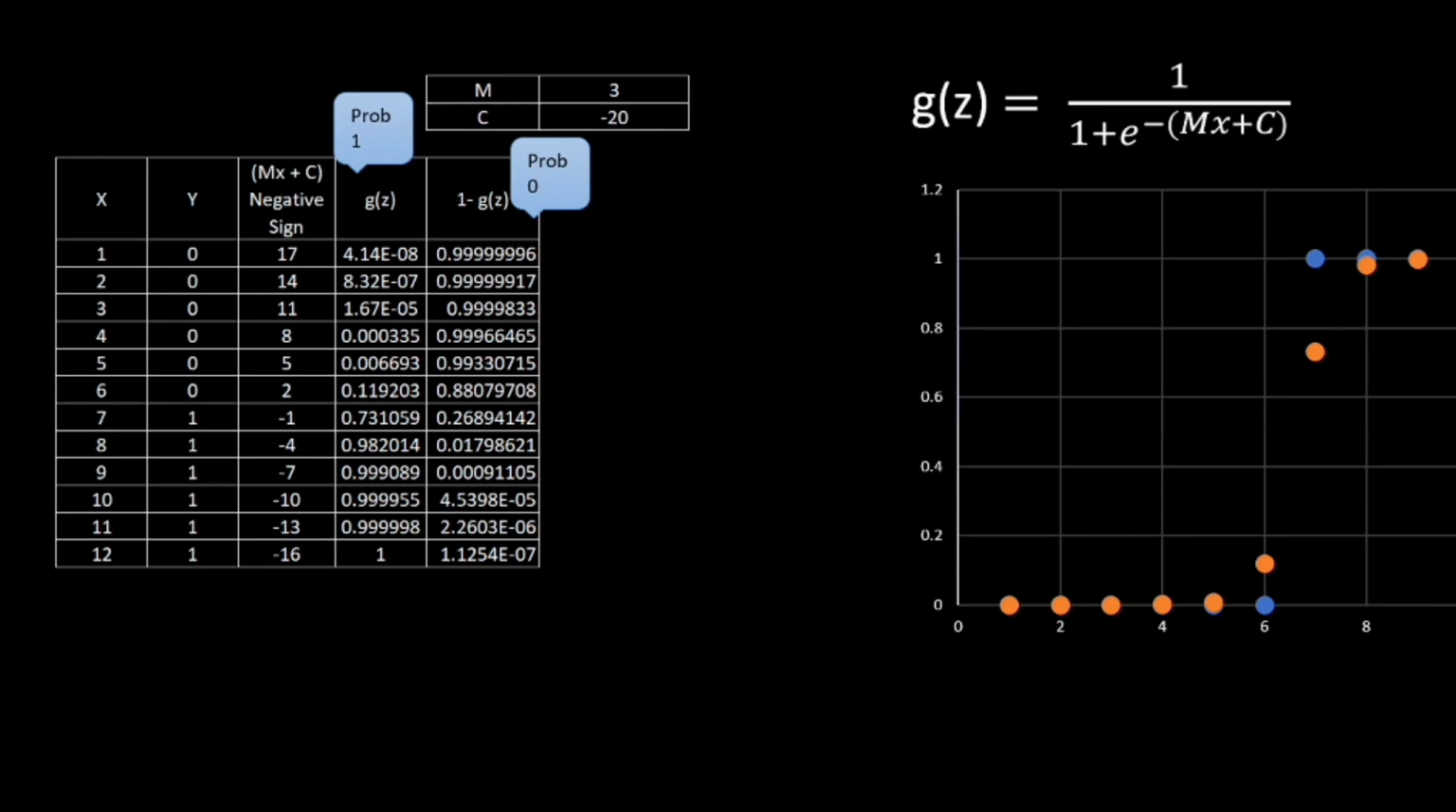So here I have taken the value gz and 1 minus gz, where 1 minus gz is the probability of getting 0 and gz is the probability of getting 1. So if you are giving very less number of hours, you are going to get a high probability of getting 0. And if you are going to give a very high number of hours like 12, you are going to get a high probability of getting 1 or clearing the exam, and low probability of not clearing the exam.